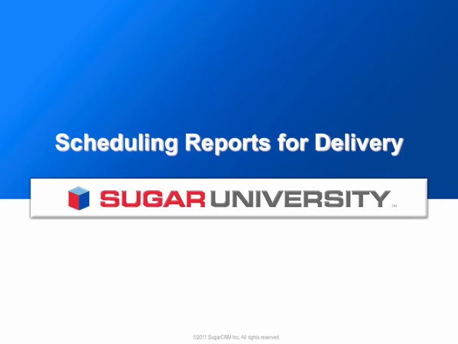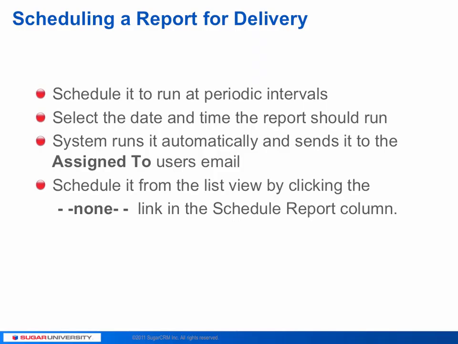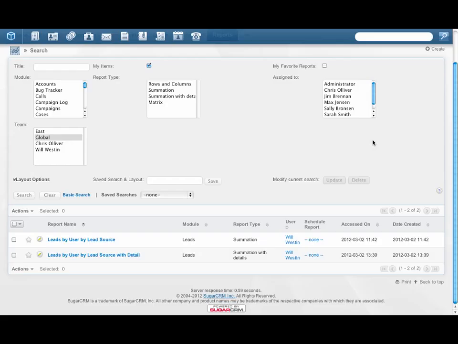Next, let's talk about how to schedule a report for delivery. Sugar gives you the ability to schedule a report to run at periodic intervals. The system runs it automatically based on the date and time you specify and sends it to the assigned to user's email address. You can schedule it from the list view in the Reports module or from the report viewer. To schedule a report to be sent to you, click on the Schedule Report None link from the Reports list view. Remember that you must be the assigned to user in order to receive the report.